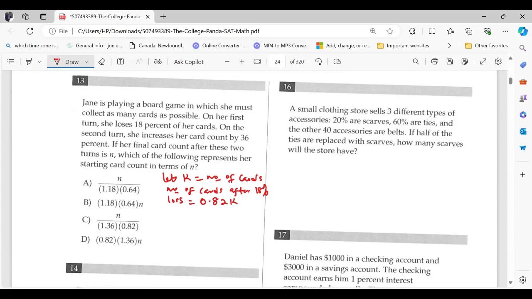On the second turn, she increases her card count by 36%. After the 36% increase, the number of cards will give us 0.82K times 1.36.